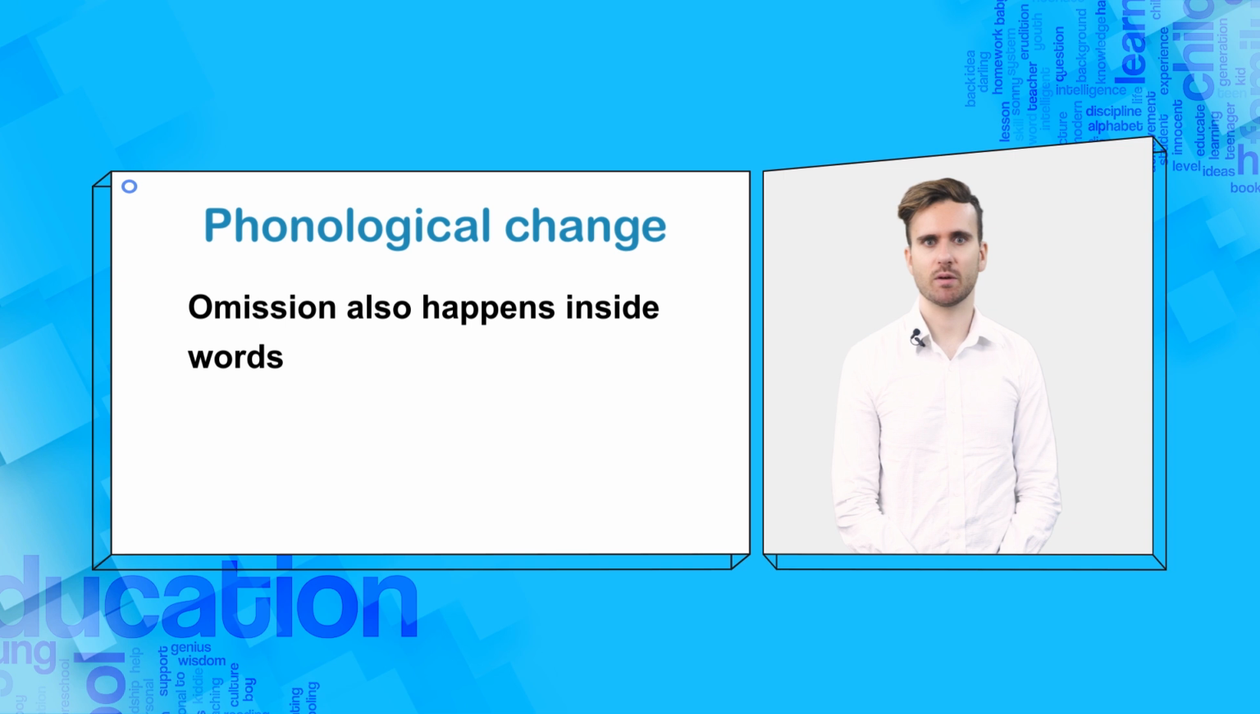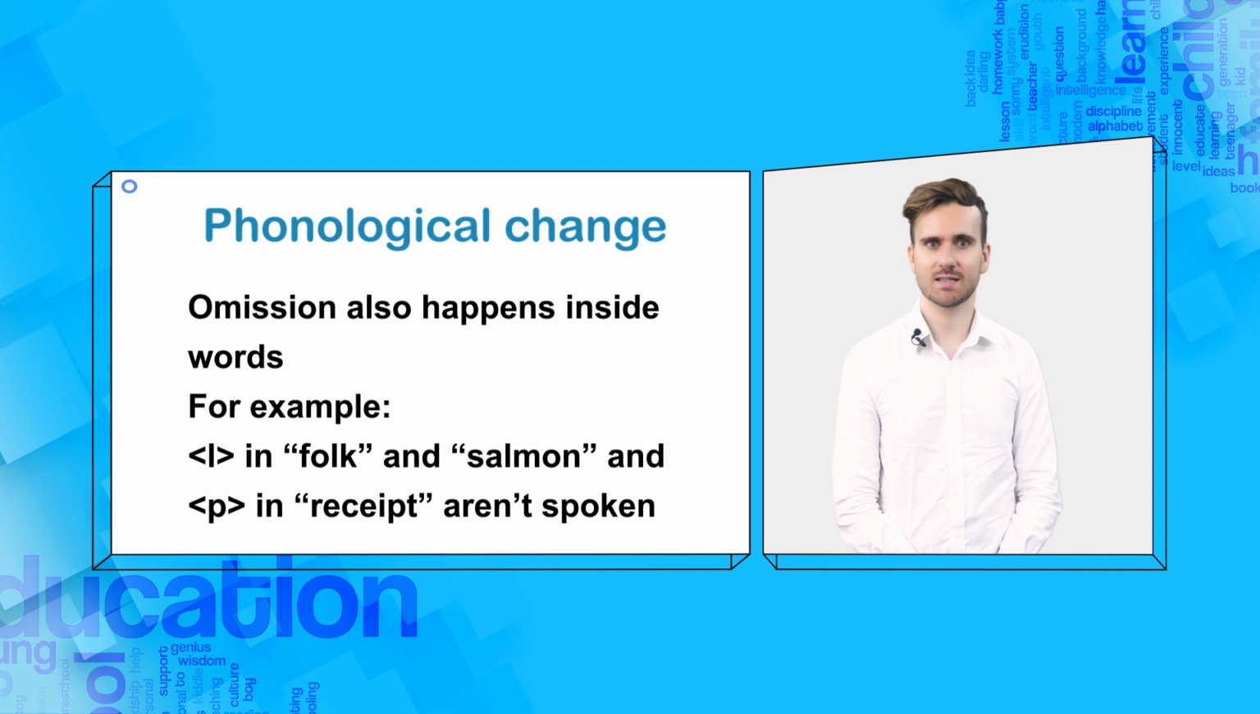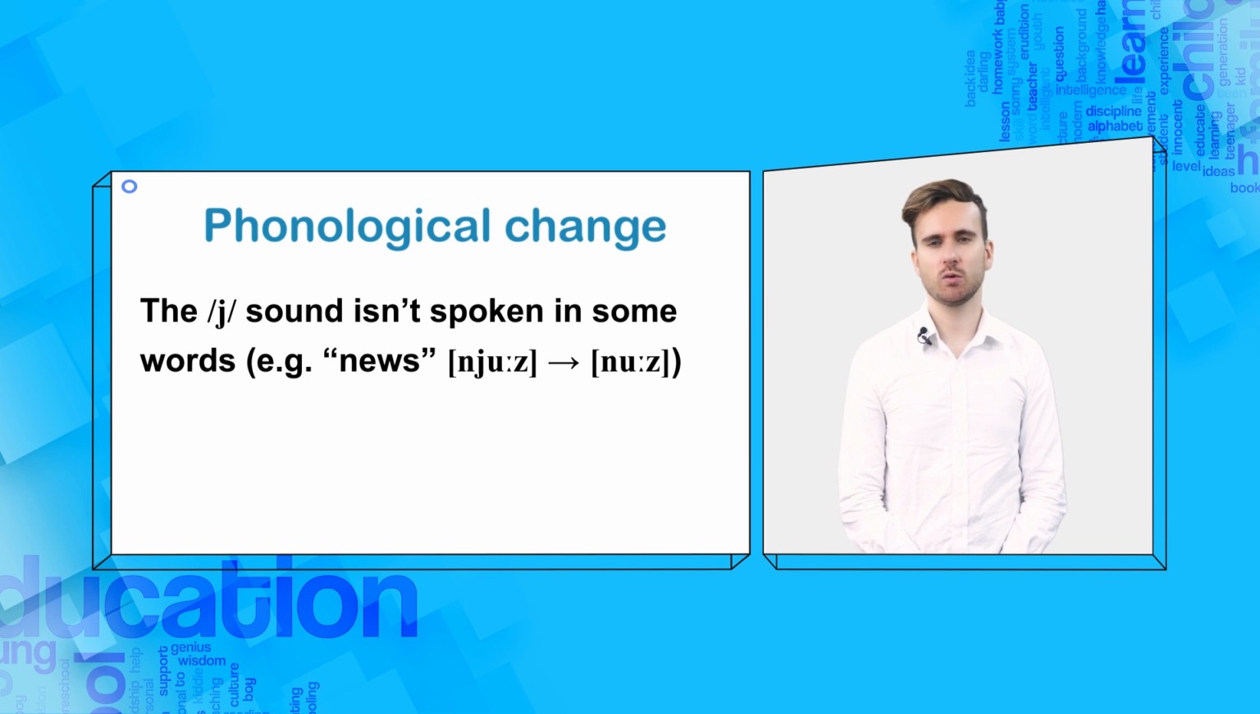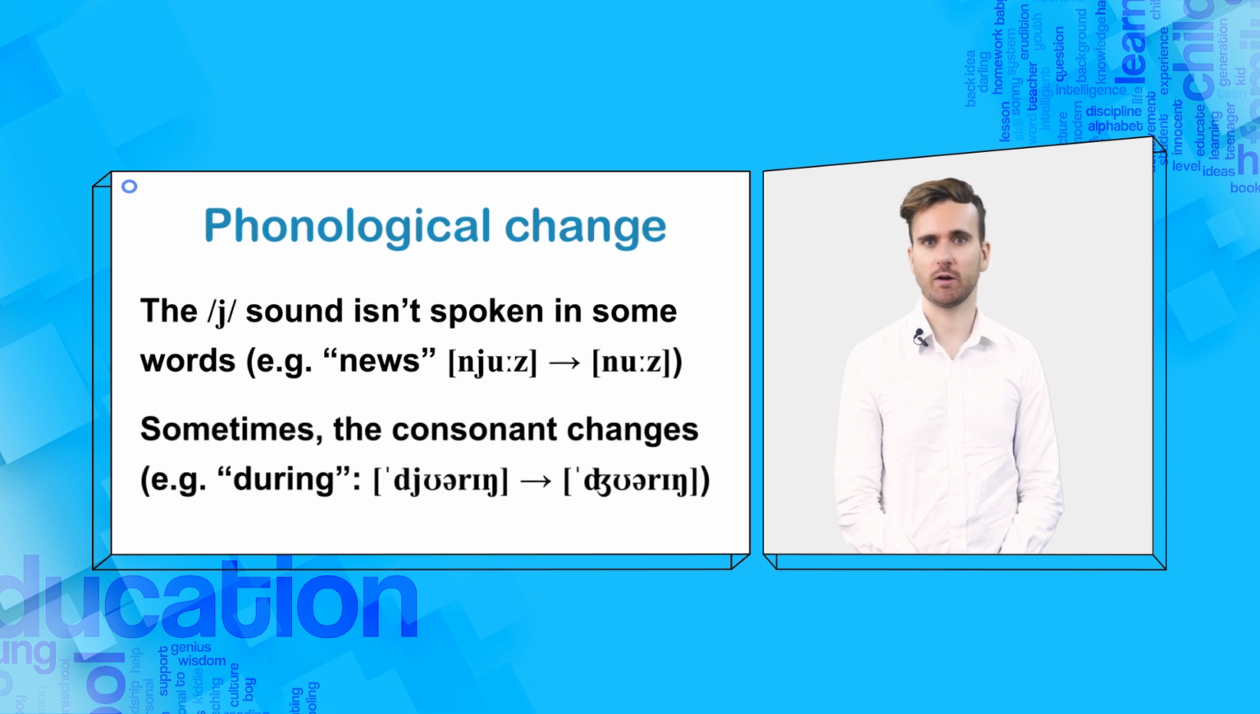Omission can sometimes happen inside words too. The L in folk and salmon and the P in receipt have been lost. More recently, the accent in the south of England began to lose the y sound in news, from news to news. Also, in during, the first two consonants have blended into j, from during to during for most speakers.